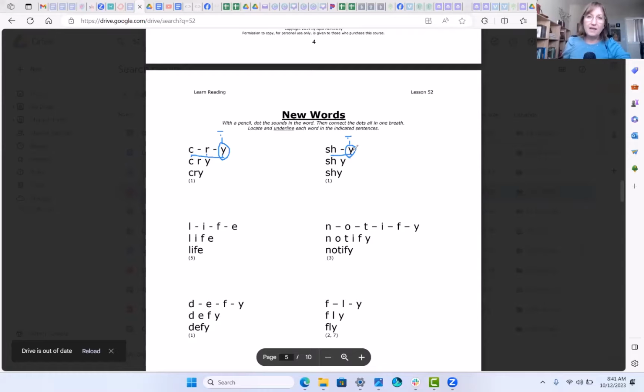We know the Y at the end of one-syllable words is going to say I, so the sounds are sh, I. Pushed together, those sounds are shy. Excellent. I noticed that this one doesn't have a Y in it.